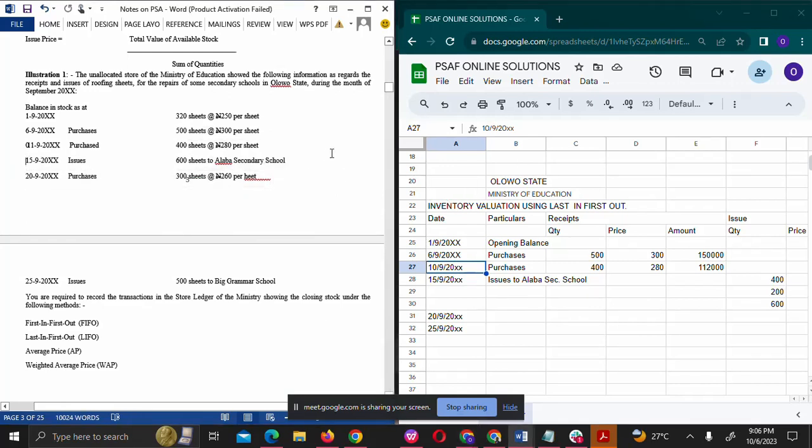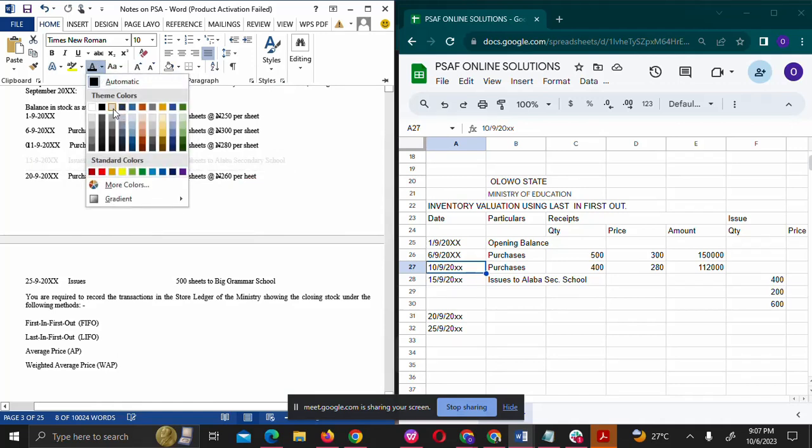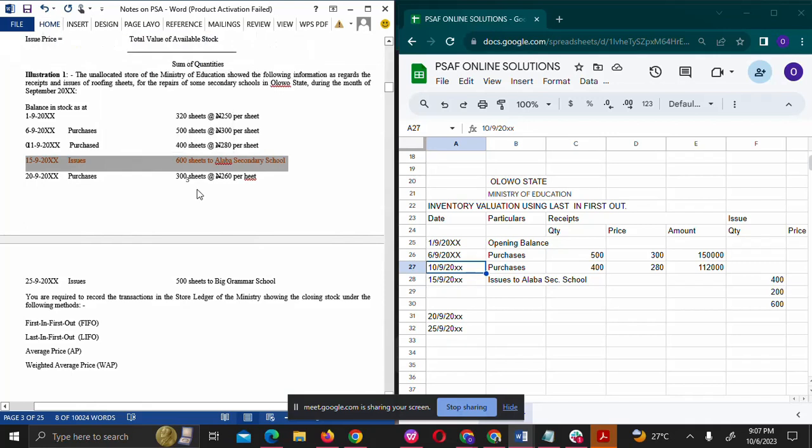This one I'm treating. Sorry, I get what she's saying. The last issue is 500 sheets. Is that not the one that will go out first? No, you've not gotten to that. You are still following the same date. You start from the top. The 15th came before the 25th.